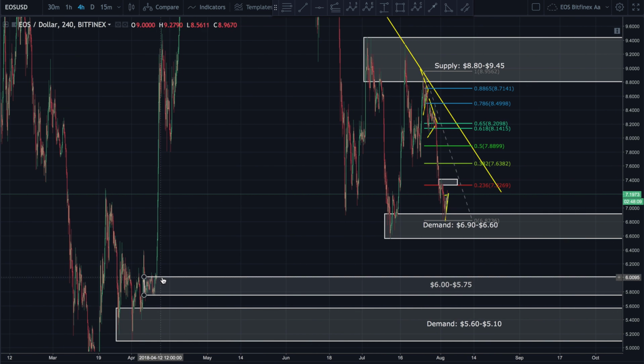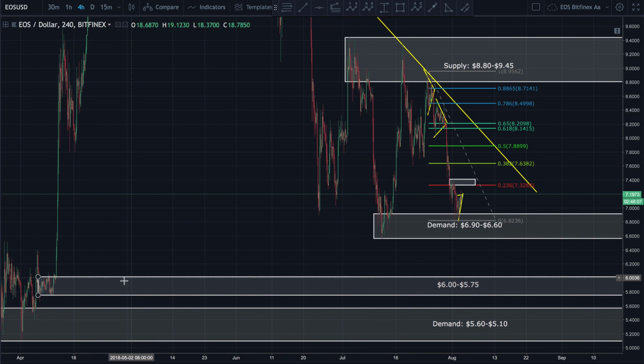This is a decent support zone between $6 and $5.75, guys. Sorry, I can't talk today, I mixed up my terms there. So I would expect that to act as a decent support, and I wouldn't expect that to break.